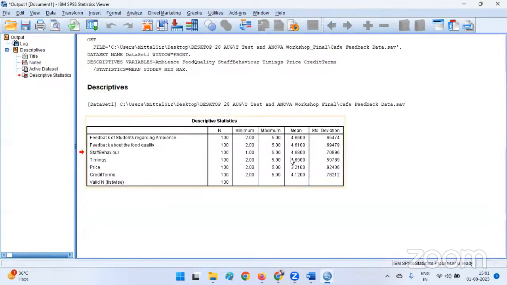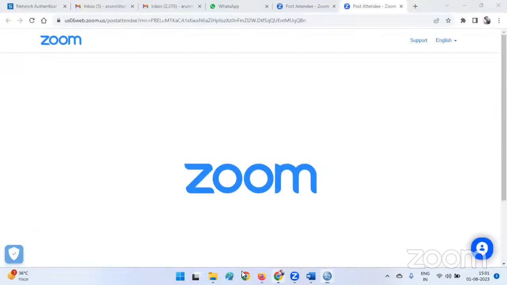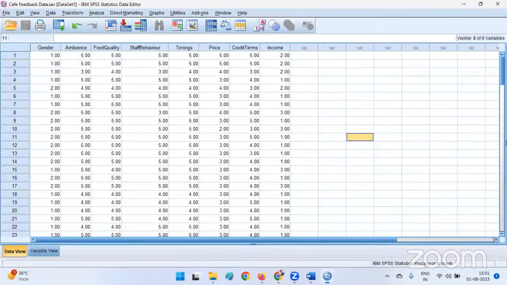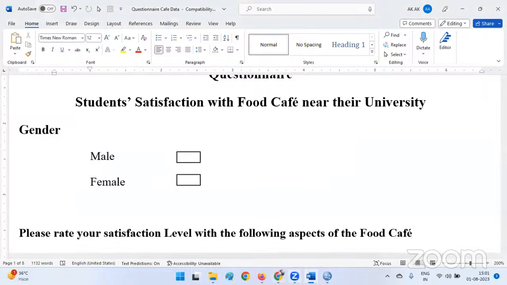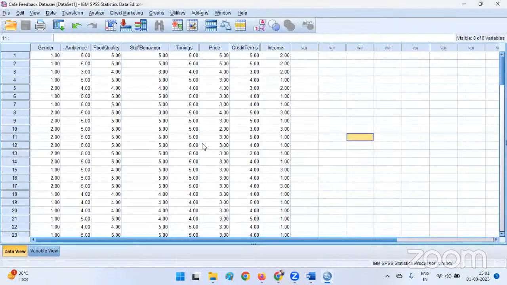If we see these values, even if we don't apply a t-test, we can simply say that the students are satisfied with the amenities provided in the canteen. Now let's see what the t-test actually finds out.